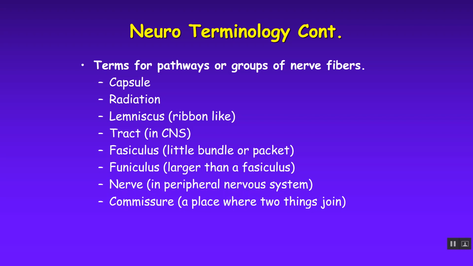Lemniscus, if you hear the term lemniscus, lemniscus means ribbon-like. And we'll talk about a pathway in the brainstem called the medial lemniscus. That carries proprioception, touch, and conscious proprioception in the brainstem. That pathway running through the brainstem is called the medial lemniscus or medial lemniscal system. A tract, like the spinothalamic tract, is just a group of nerves running in the central nervous system somewhere. So we'll talk about some different tracts.